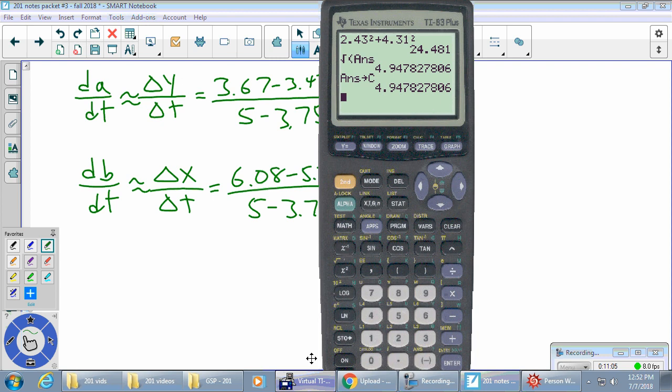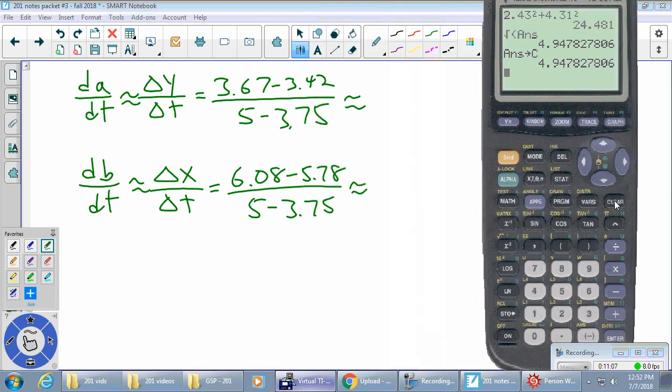Okay, so let's use our calculator to get some decimals here. So 3.67 minus 3.42. And then we'll divide that by the 1.25. So I think that's just going to be a fifth, or 0.2. And then the other one, 6.08 minus 5.78. And then we divide that by, again, the 1.25. And we get 0.24. So 0.2 and 0.24.